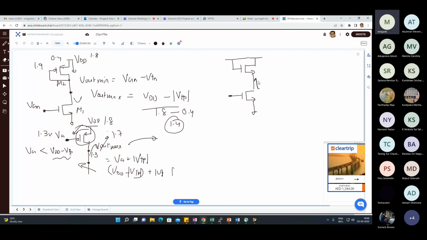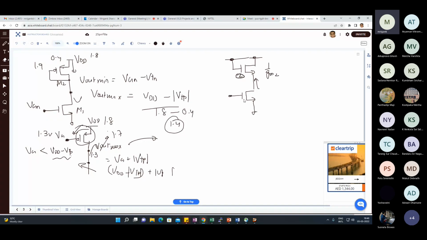What is the impedance looking into the source of this MOSFET? Gate is constant, drain is constant. Gate and drain are shorted, and we are looking into the source of the NMOS. RO in parallel, same, 1 by GM. Say we call it M2, and this is M1.